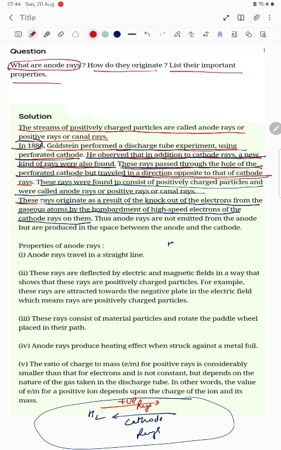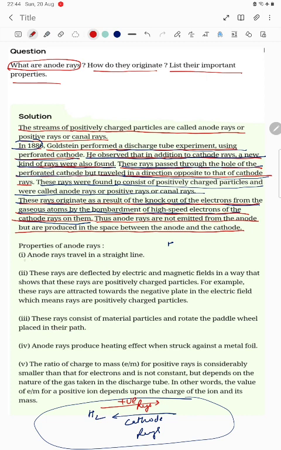So this is how these rays originate: as a result of the knockout of electrons from the gaseous atom by the bombardment of high-speed electrons of the cathode rays. Thus, anode rays are not emitted from the anode but are produced in the space between the anode and the cathode.